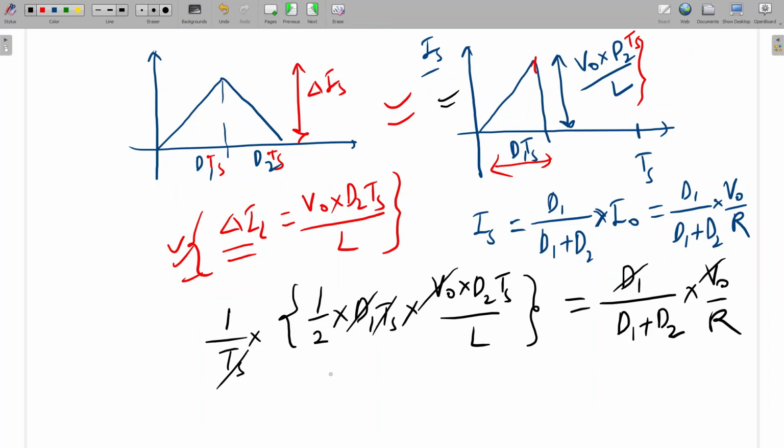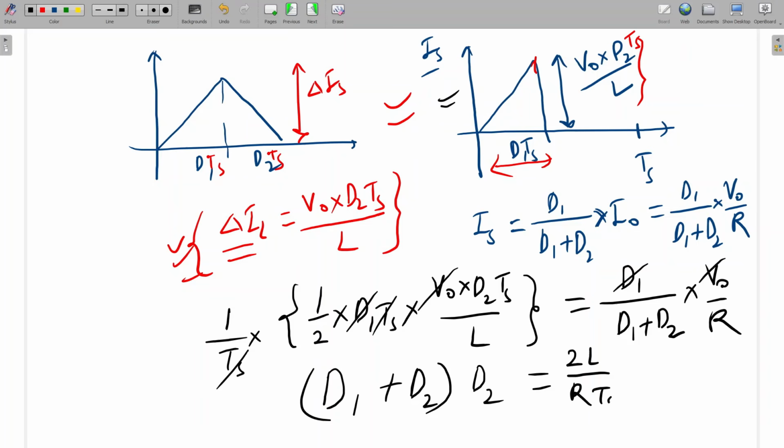So we can write here d1 plus d2 into d2 will be equal to 2L by R Ts. Is it clear to all? This equation is clear up to now? So from this quadratic equation, we can derive the value of d2. From this quadratic equation, we can find the value of d2.